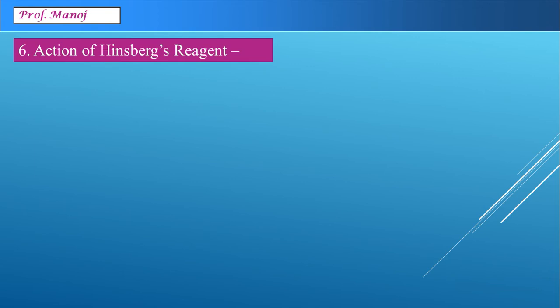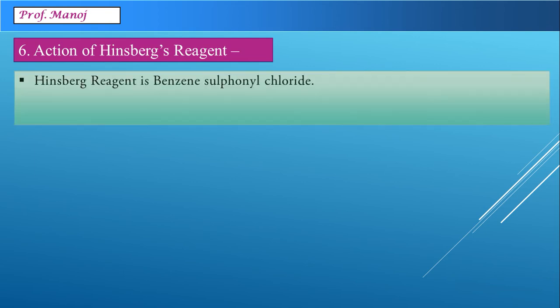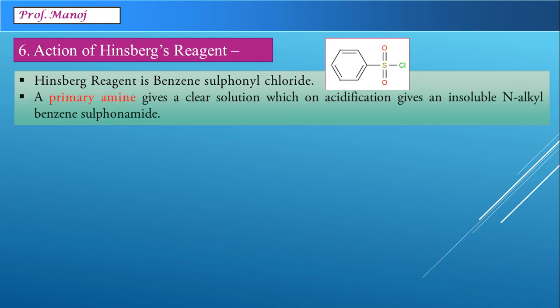Let us come to a very important reaction called Hinsberg's reagent reaction. Hinsberg reagent first of all is benzene sulfonyl chloride, and it has a structure as benzene ring with SO2Cl. This reacts with primary, secondary and tertiary amines in a different way. Let us see slowly, one by one, the reaction.